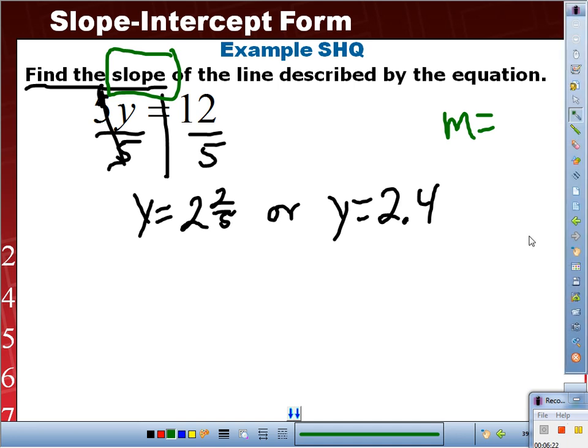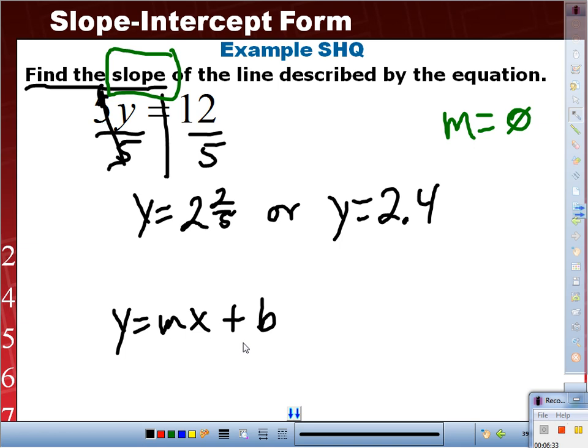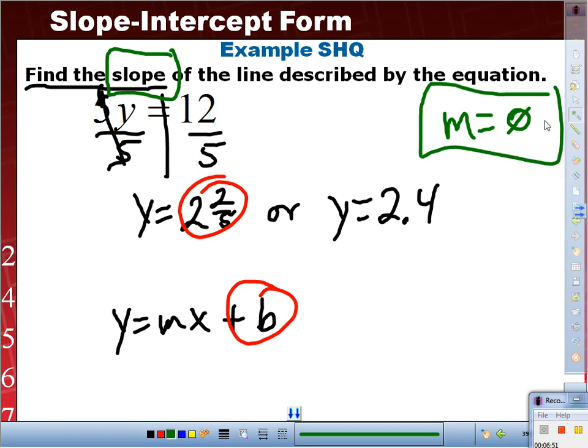Okay, slope is equal to 0. And why is it equal to 0? Let's find out. Y equals mx plus b. Look at this one and look at this. Does this have an x? No, that means this one is what? The y-intercept. Is that correct? So if it doesn't have x, that means that slope has to be what? 0. Okay? All right. So we're done with that one.